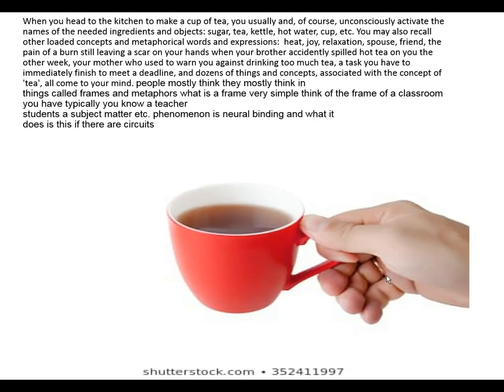When you head to the kitchen to make a cup of tea, you usually, unconsciously, activate many things. For example, the names of the needed ingredients and objects: sugar, tea, kettle, hot water, cup. You also may recall many loaded concepts and metaphorical words and expressions such as heat, joy, relaxation, spouse, friend. You may also recall words such as pain, the pain of the burn that is still leaving a scar on your hands when your brother accidentally spilled hot water on you the other week.